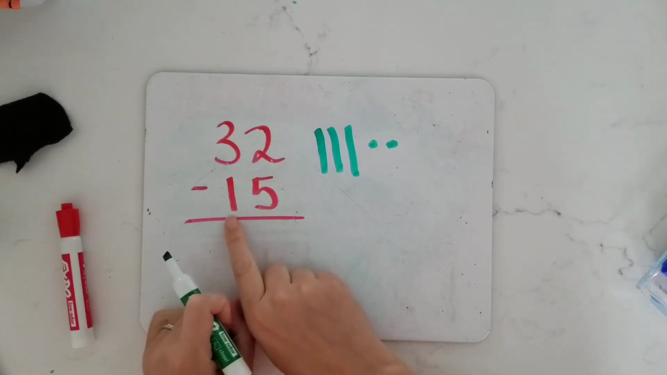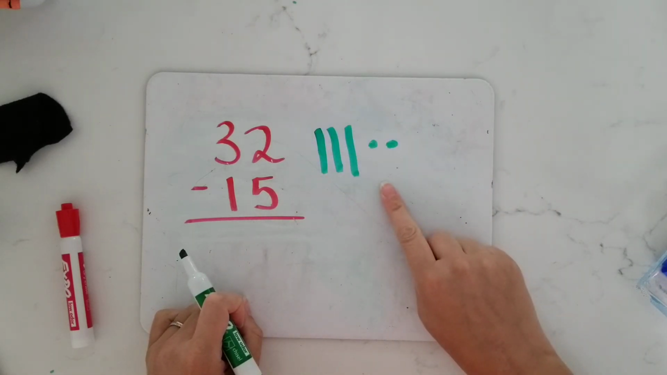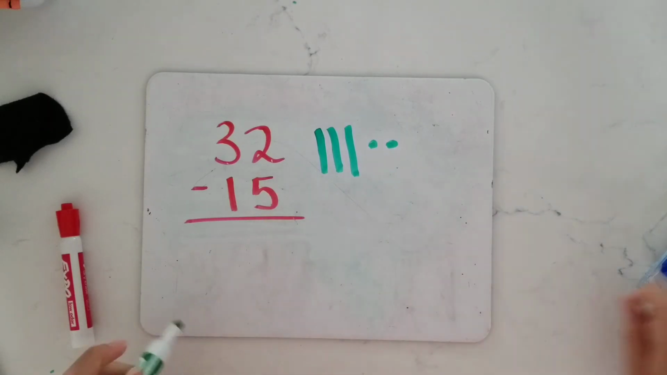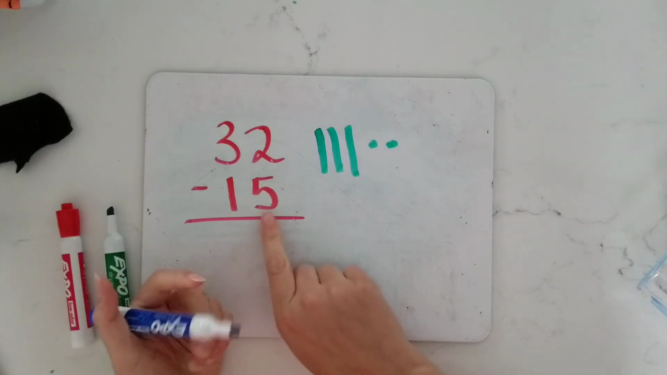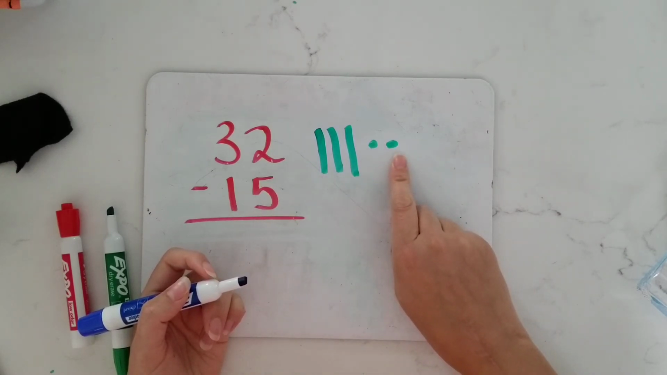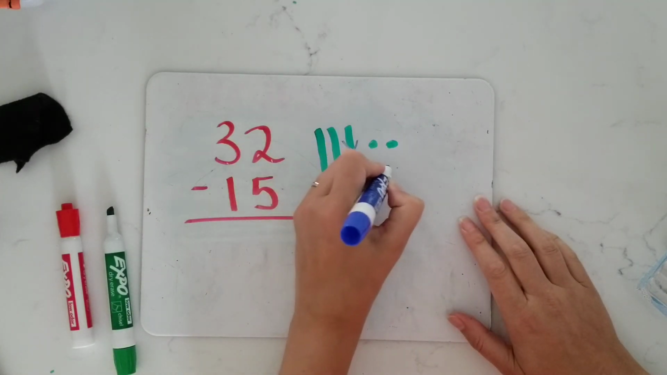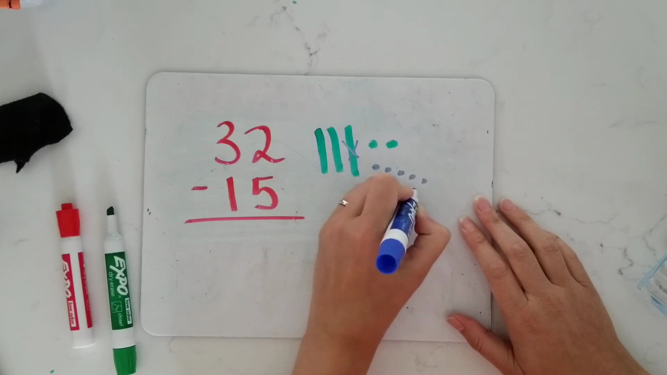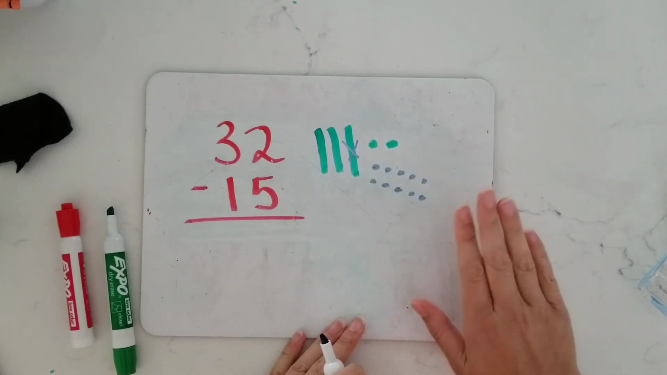Well, I'm going to take my number down here, my 15. I need to figure out how to take 15 blocks away from this. Well, do I have 5 blocks easy to take away? No. So what I'm going to do, I'm using too many colors this time. Let me grab another color. Okay, so I'm going to have to take away 5 somehow, but I only have 2 now. So what I can do is take one of these 10s and break it apart to be 1, 2, 3, 4, 5, 6, 7, 8, 9, 10. I still have 32 here. It just looks a little bit different.